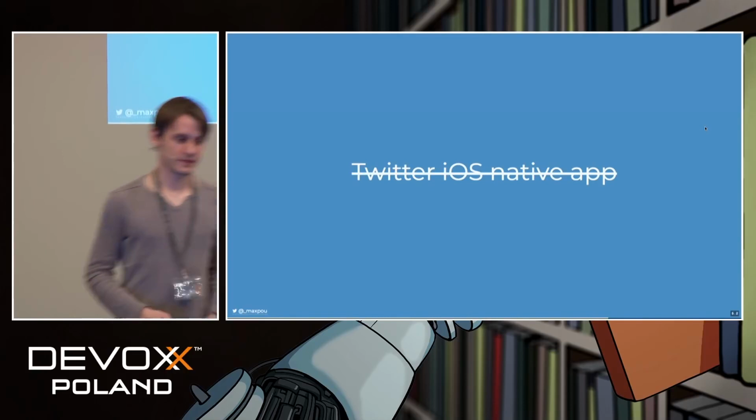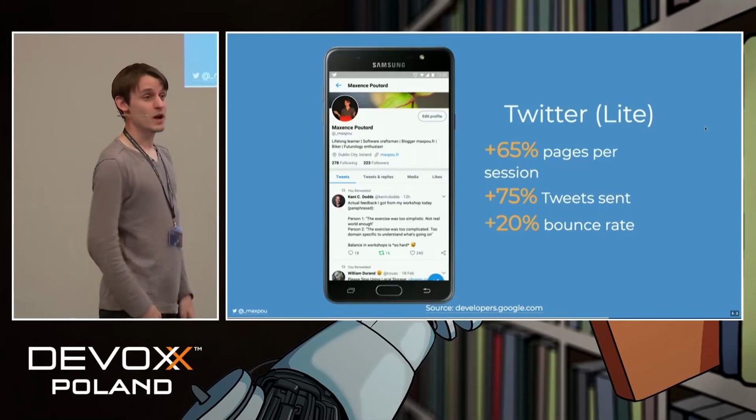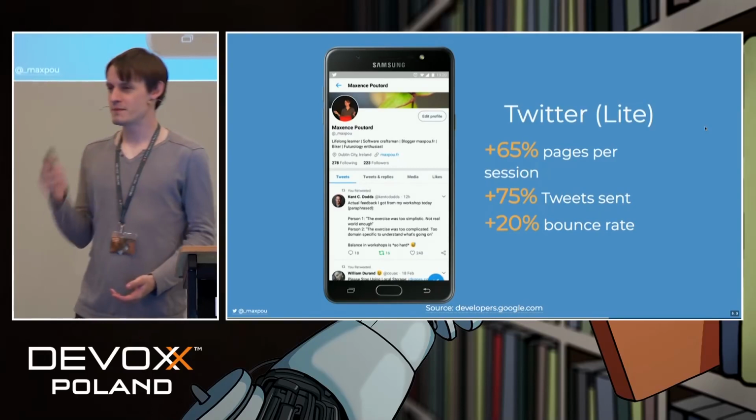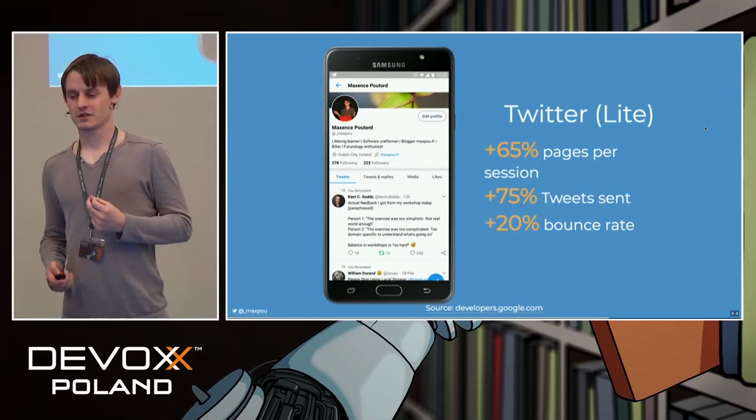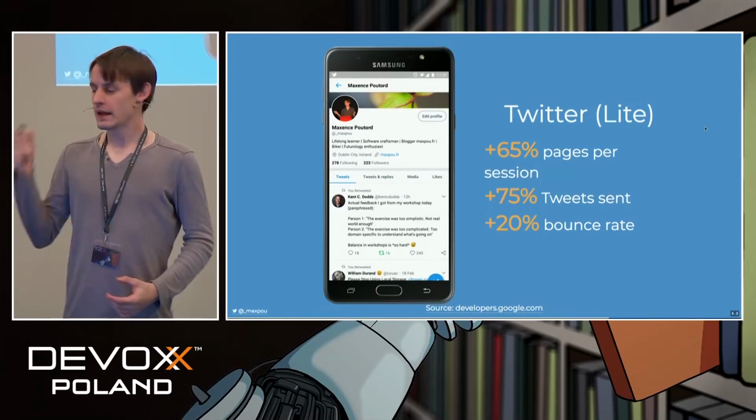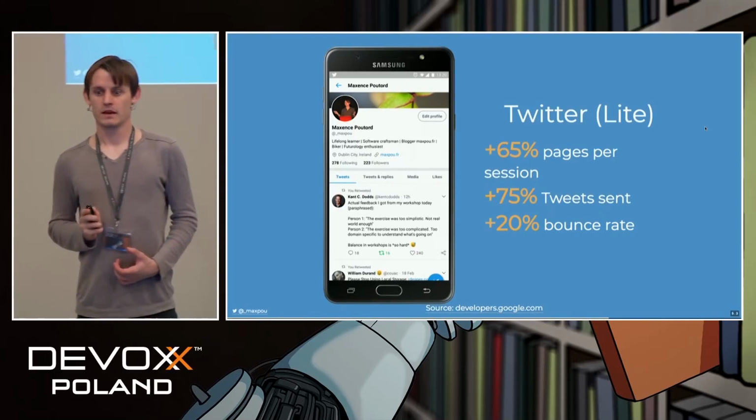So why did they remove it? Because they did it on the web. It's called Twitter Lite. And they saw that people, by using this progressive web app, see more pages than in the previous app. They use the app more by tweeting more, and they come back more often. So for them, it was a really positive experience.